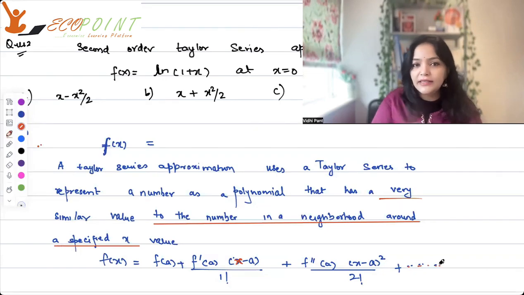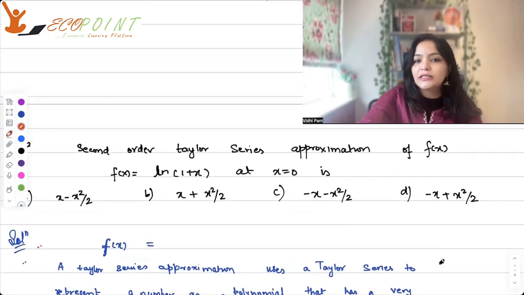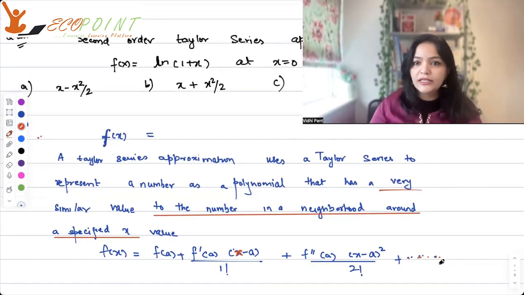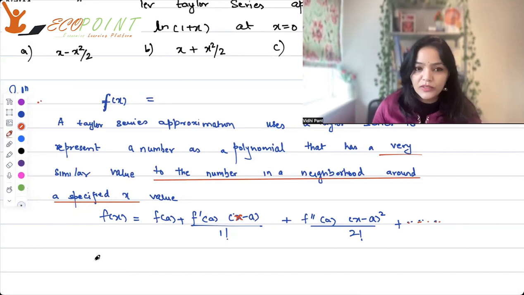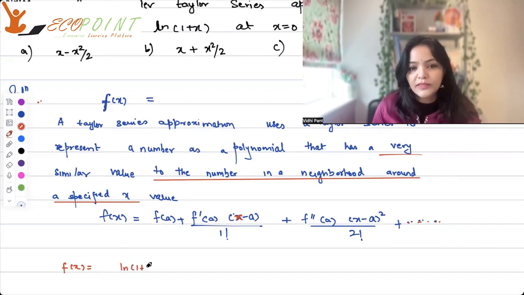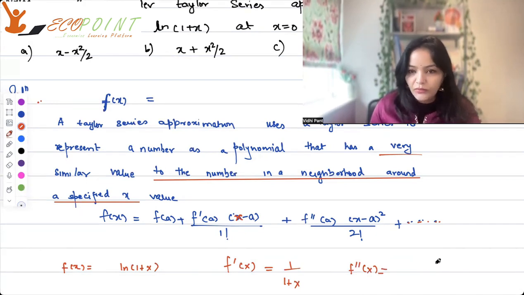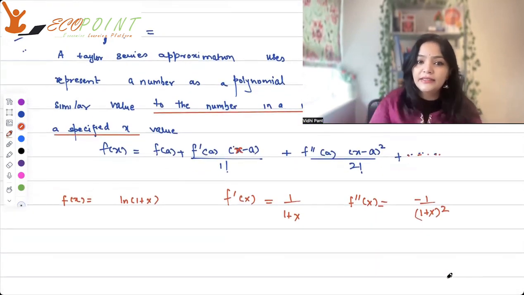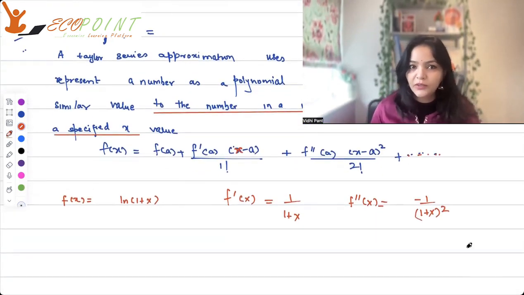Okay, so when we say, like in this question, they're asking us a second order Taylor series approximation. That means we only have to go till second derivative. And the point associated is x equals to 0. So therefore, what we have to find out is your f(x) is equal to log 1 plus x. So your f dash x is equal to 1 upon 1 plus x. Therefore, your f double dash x is equal to minus 1 upon 1 plus x square. These are the three things I require for Taylor approximation.